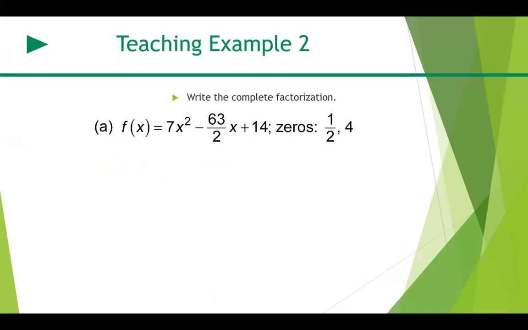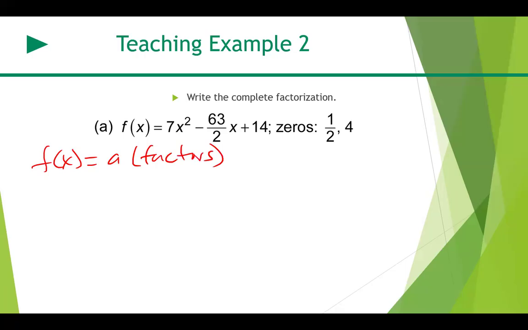So it says, given this function, f of x equals 7x squared minus 63 halves x plus 14, find the zeros. And the zeros are 1/2 and 4. Can you write a complete factorization? The answer is yes. If you're given all of your zeros and you're given your A, you can write your function. So we're looking for the form f of x equals your A times your factors.